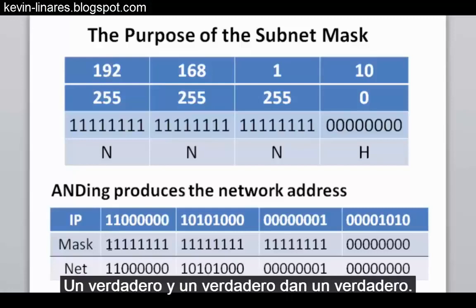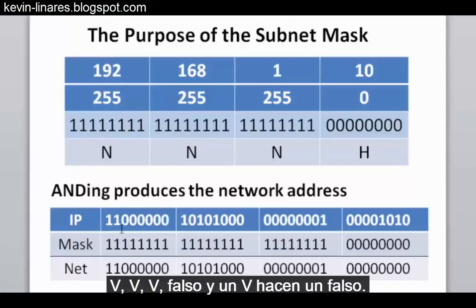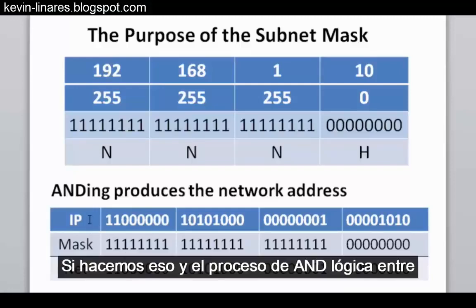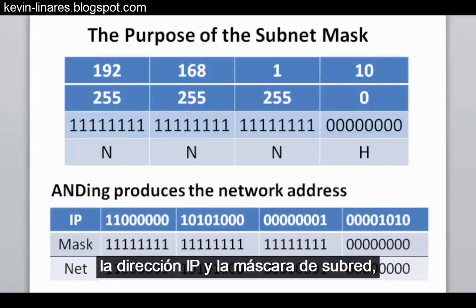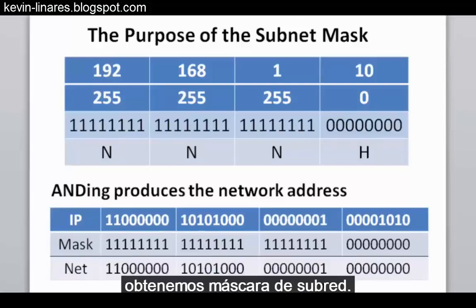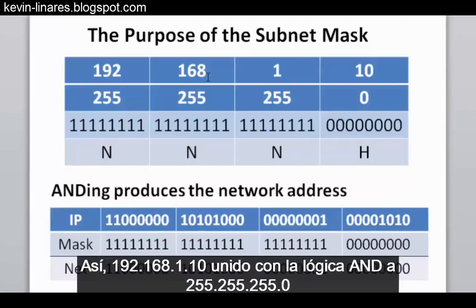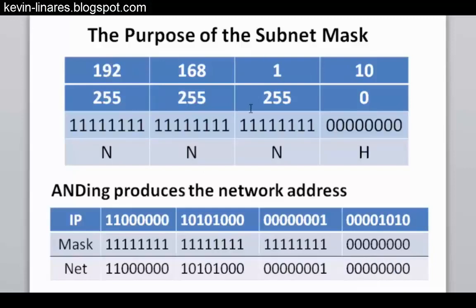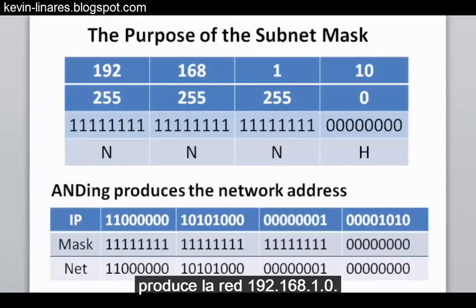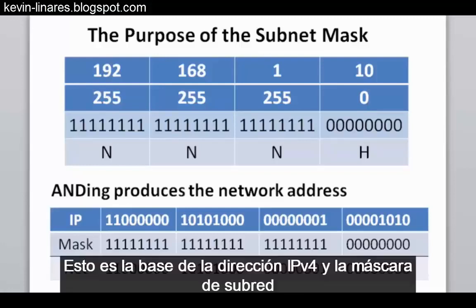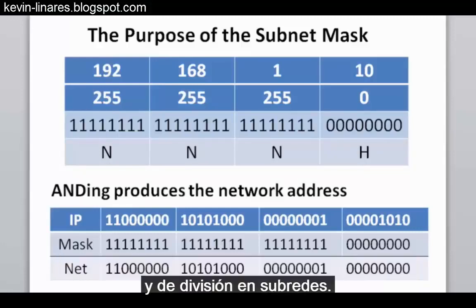So a true and a true makes a true, and a false and a true makes a false. If we logically AND the IP address with the subnet mask, we get the network address. So 192.168.1.10 logically ANDed with 255.255.255.0 produces the 192.168.1.0 network. This is at the core of the IPv4 address and subnet mask and subnetting in general.